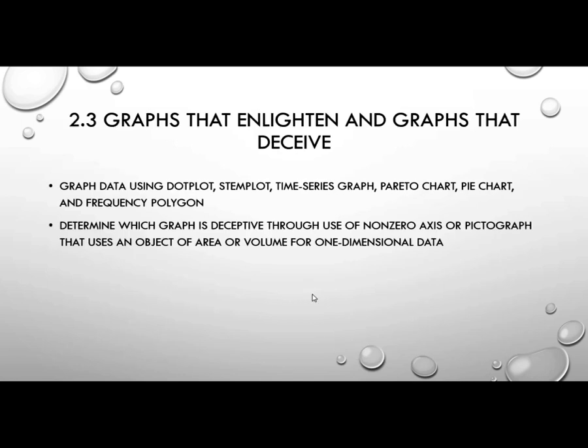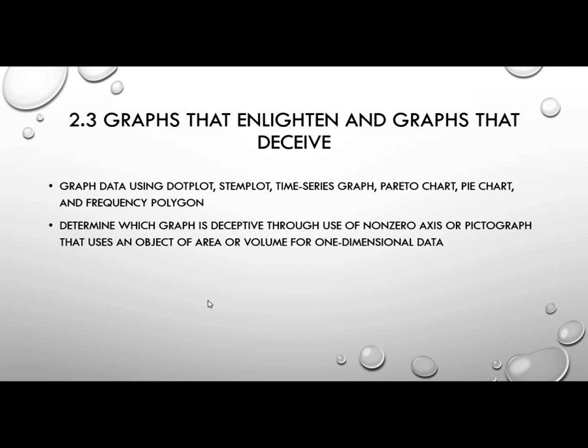All right, graphs that enlighten and graphs that deceive. Graph data using dot plot, stem plot, time series graph, Pareto chart, pie chart, and frequency polygon. We're going to look at all of those. We're going to determine which graph is deceptive through the use of non-zero axis or pictographs that use an object of area or volume for one-dimensional data. Okay, that's in the textbook.